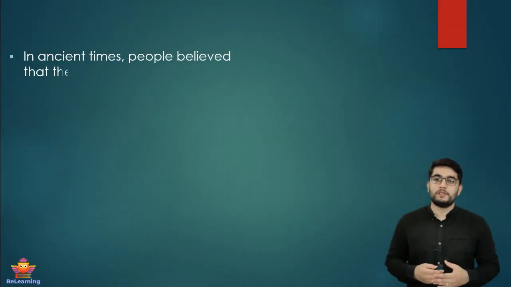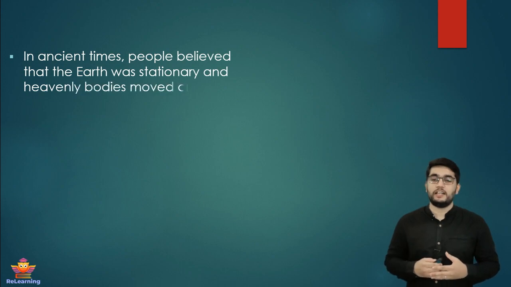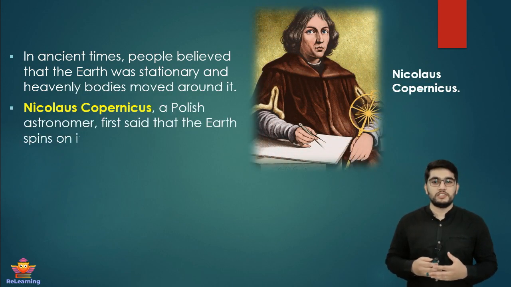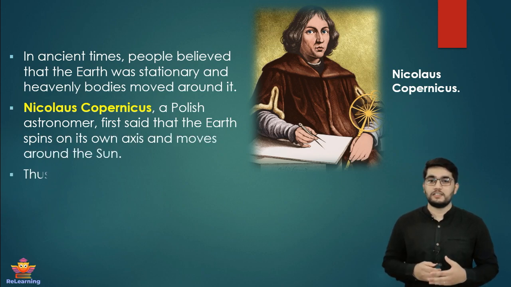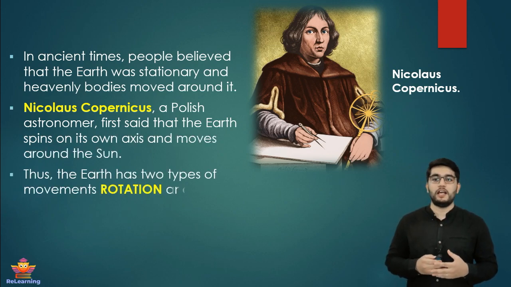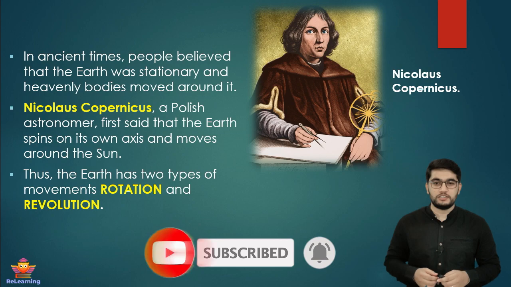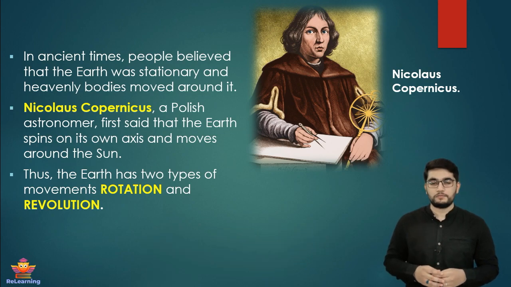In ancient times, people believed that Earth was stationary and heavenly bodies moved around it. Nicolaus Copernicus, a Polish astronomer, first said that the Earth spins on its own axis and moves around the Sun. Thus, the Earth has two types of movements. One is rotation and the next is revolution. Let's get into more details about rotation.